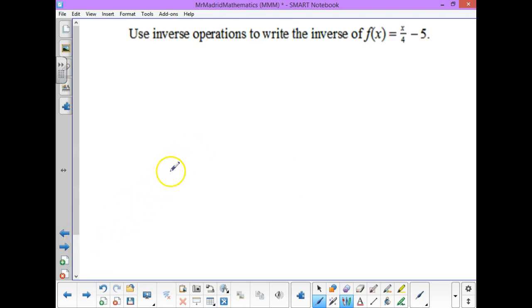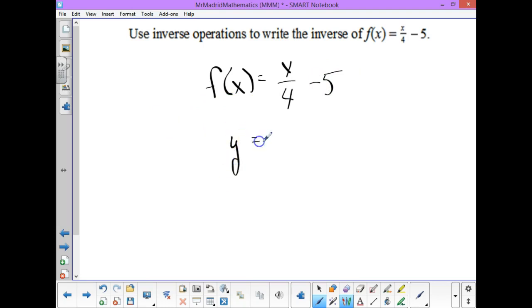All right, next up, very similar problem. Use inverse operations to write the inverse of this f of x. So let's go ahead and rewrite the darn problem. It's not going to kill us. So we're going to go from function notation to equation. We're going to begin that inverse process.